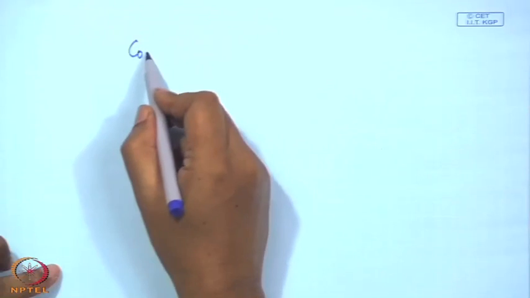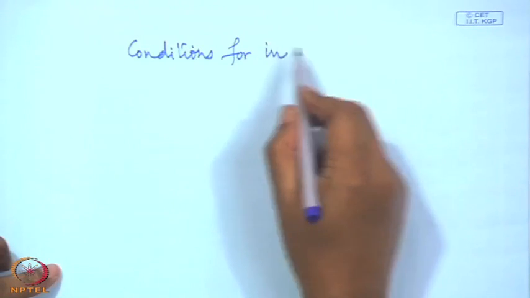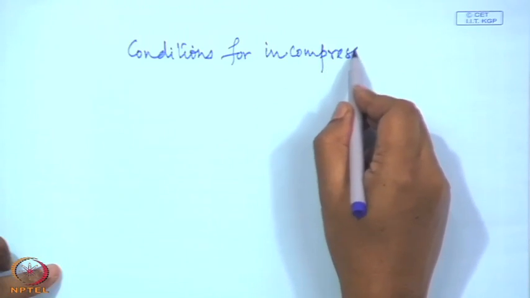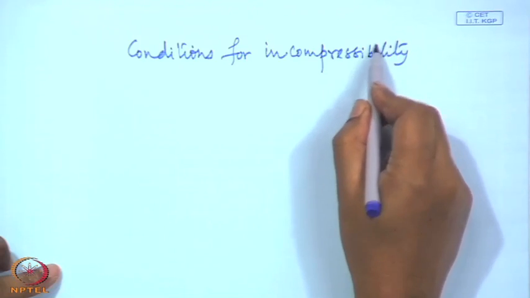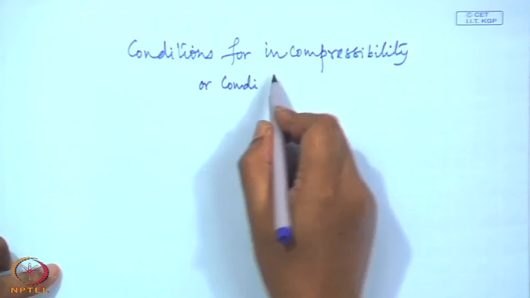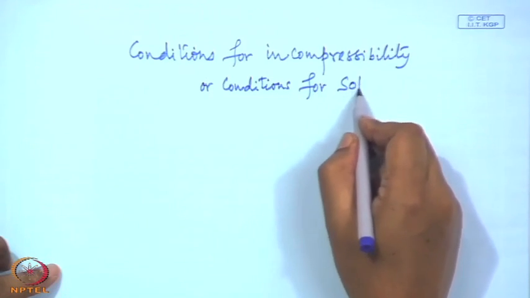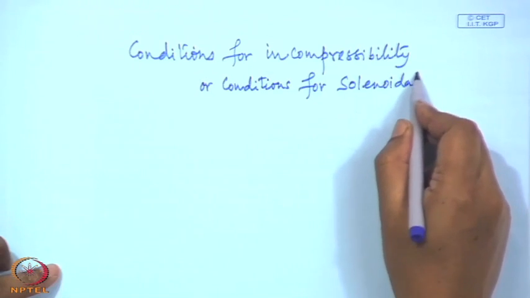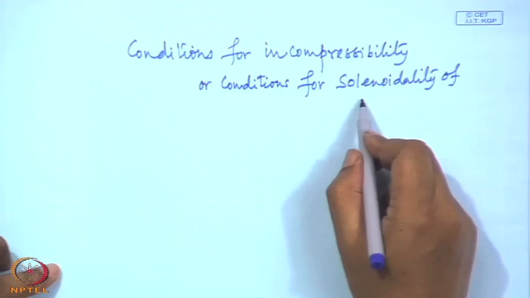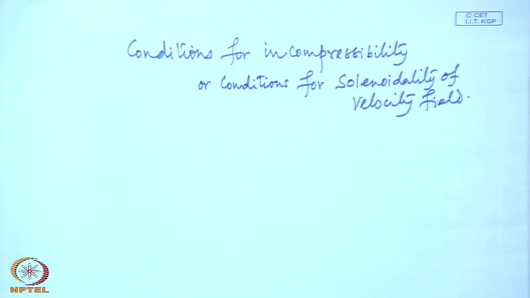So, we will now try to find what are the conditions for incompressibility, or conditions for solenoidal velocity field. We can say solenoidality of velocity field. They are synonymous.